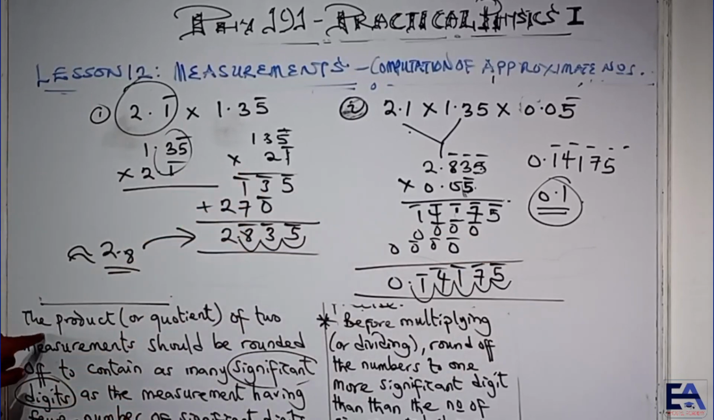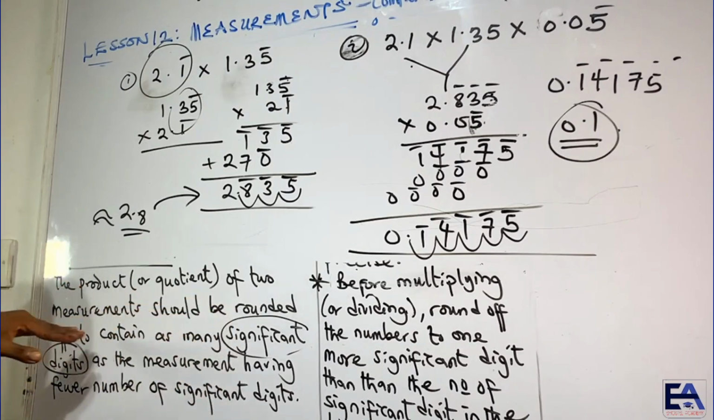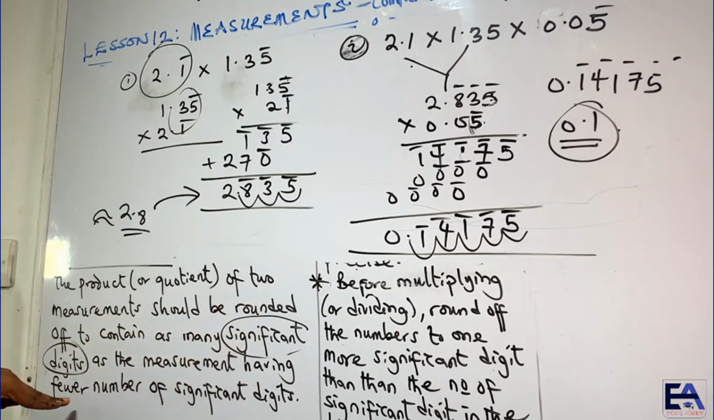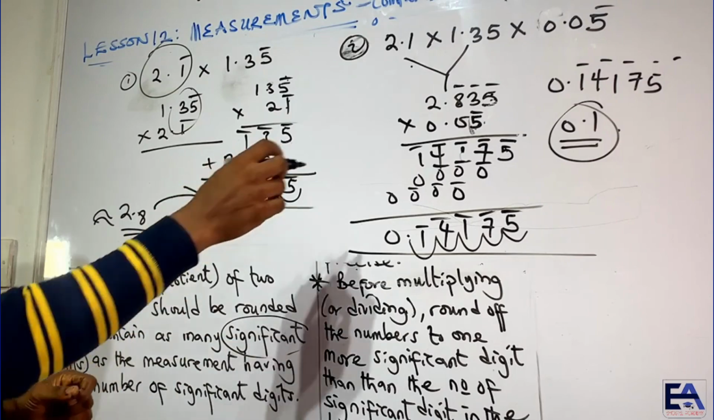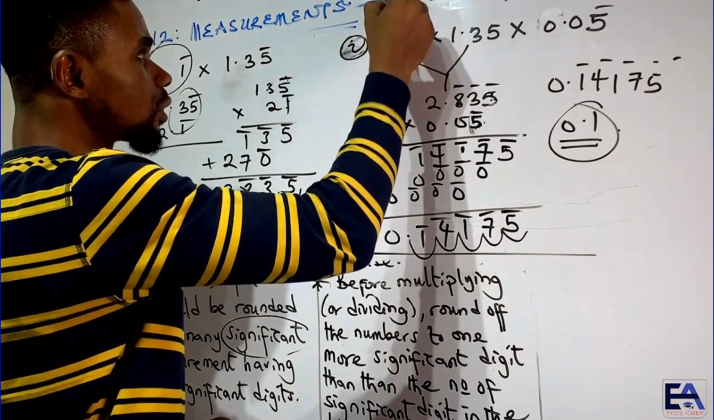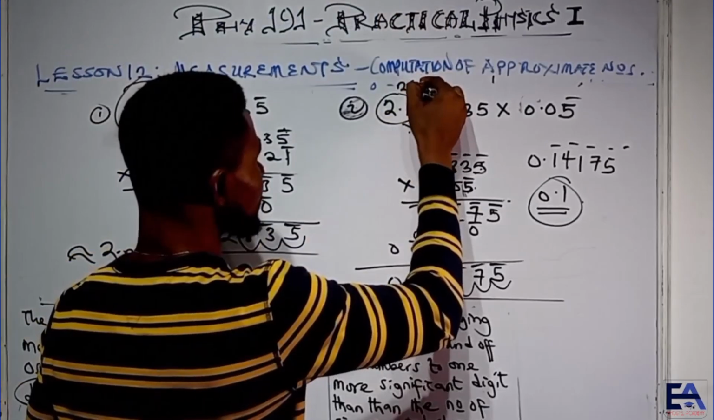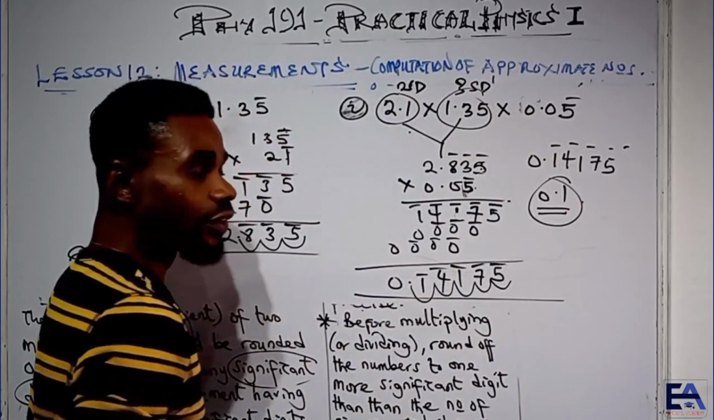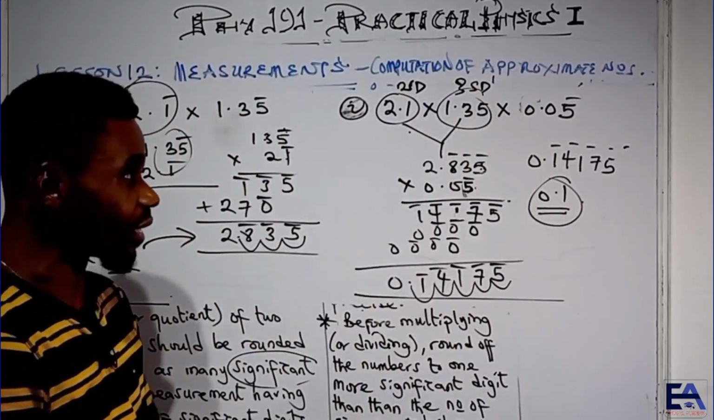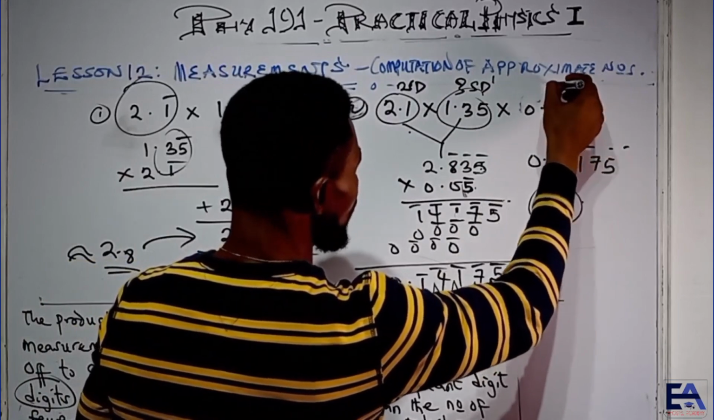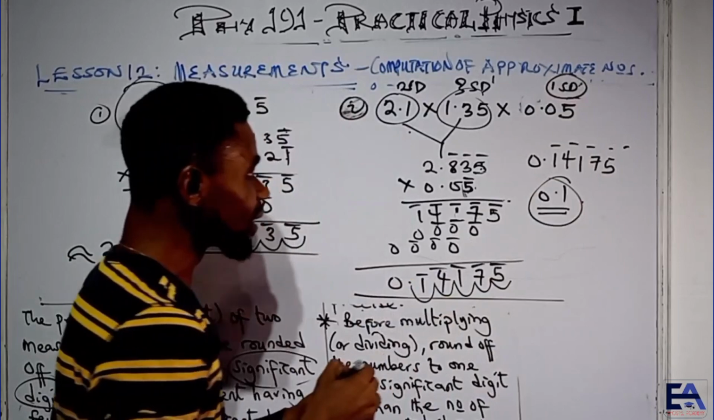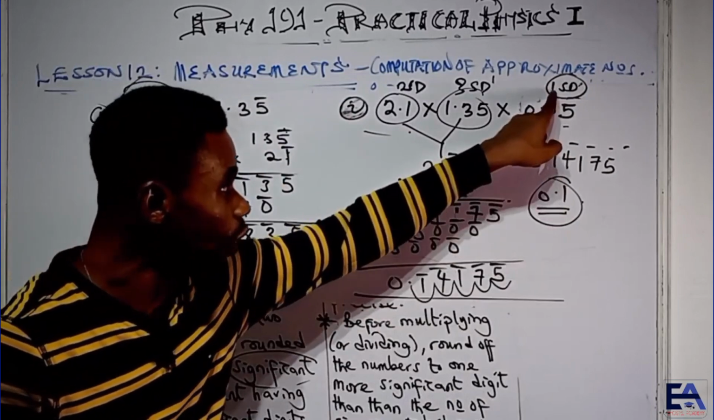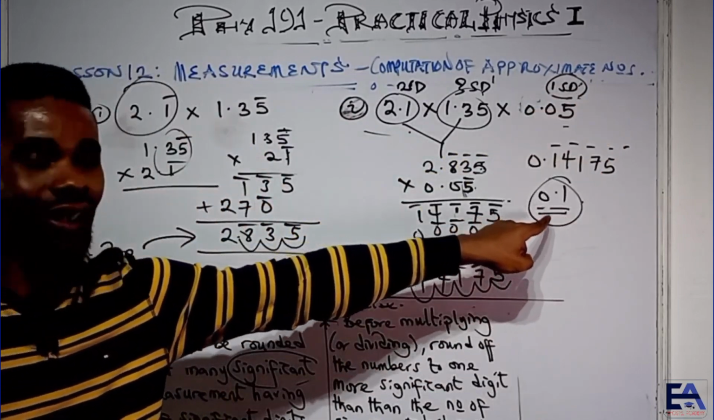So now the law says that the product or the multiplication of two measurements should be rounded off to contain as many significant digits as the measurement having the fewer number of significant digits. Now, if you look at this very well, this one has 2 significant digits, 2 SD, right? This one has 3 SD. How many SD does this one have? Remember that the zeros that come before a number are not significant, right? So this one has 1 SD. So by the time you multiply the 3 of them, the final answer you get must be rounded off to contain only 1 SD. And that is why we have our answer as 0.1.